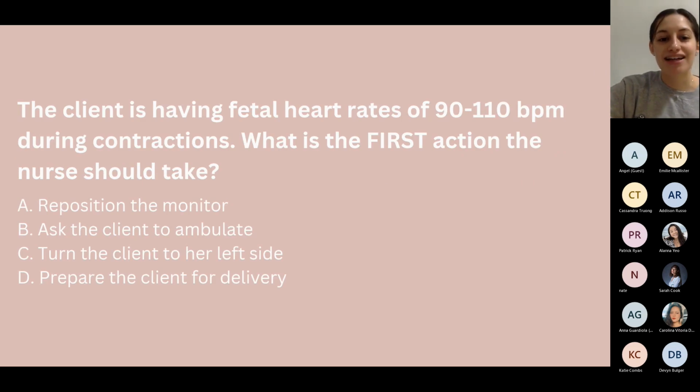All right. So the client is having fetal heart rates of 90 to 100 beats per minute during contractions. What is the first action that the nurse should take? A, reposition the monitor. B, ask the client to ambulate. C, turn the client to her left side. Or D, prepare the client for delivery.